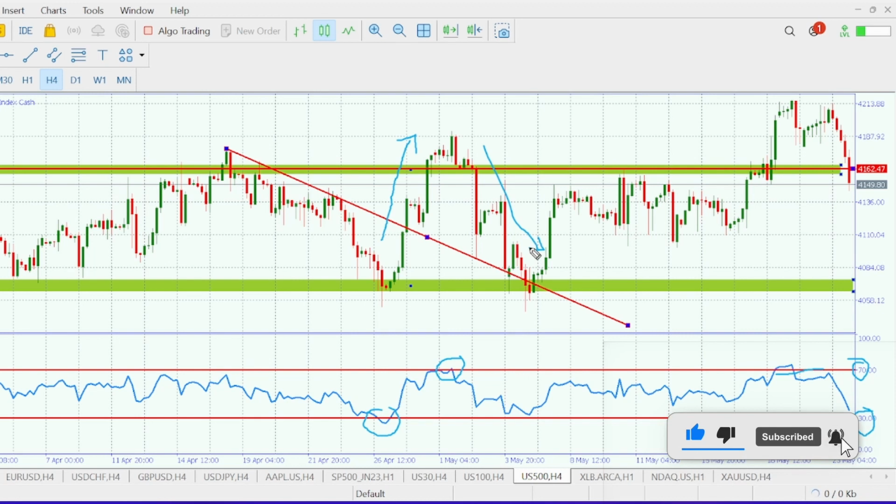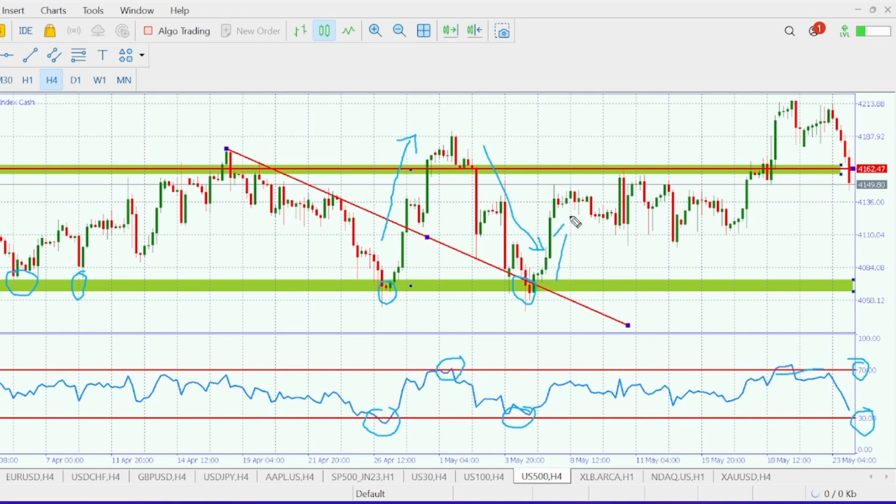Now, we also have oversold here, almost. The price is also at a strong support level. Here, here, here, and here. This is a very strong support level. This indicates that the price will rise again.